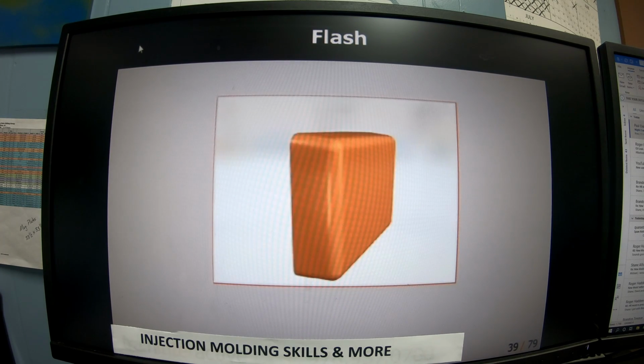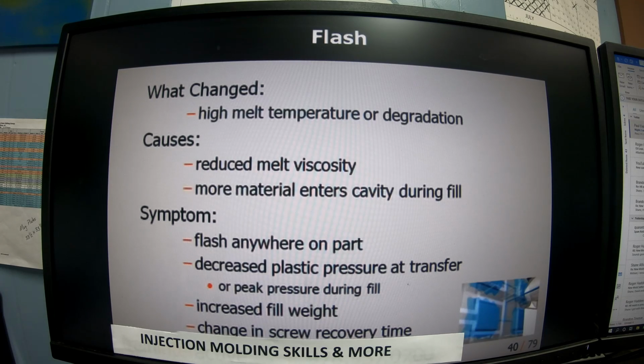First, we're going to talk about flash. When looking at a defect, we want to determine what has changed from our documented standard. So in this case, if flash was a result of a high melt temperature or degraded polymer, you would most likely see a drop in plastic pressure at transfer from fill to pack. And you'd also see a rise in overall part weight.